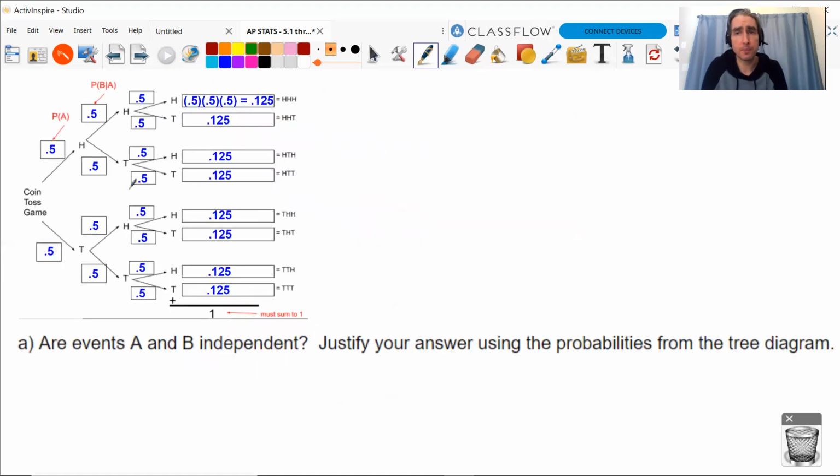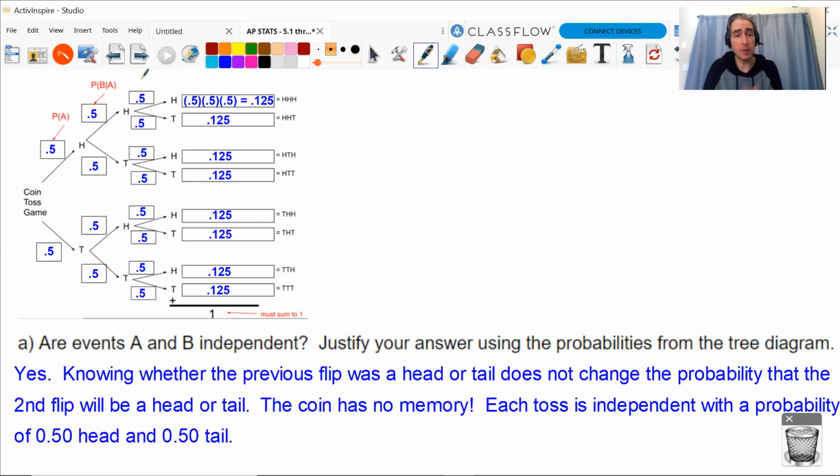And let's answer the questions. Are the events A and B independent? Well, yeah, you're flipping a coin, right? That does not impact a future flip. So yeah, knowing whether the previous flip was a head or tail does not change the probability that the second flip will be a head or tail. Coin has no memory. Each toss is independent with the probability of 50-50 being a head or tail.